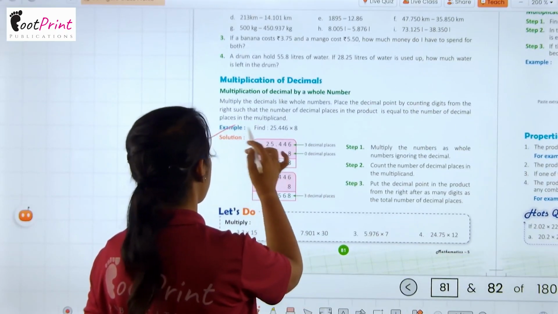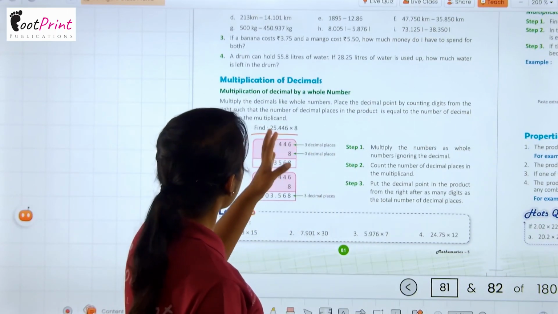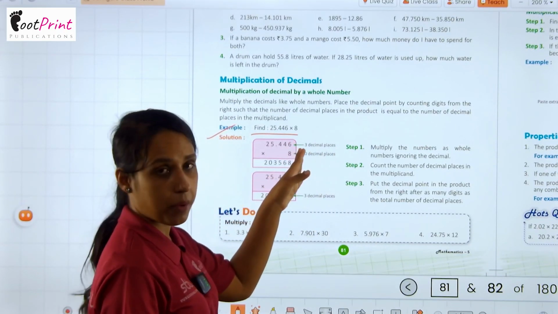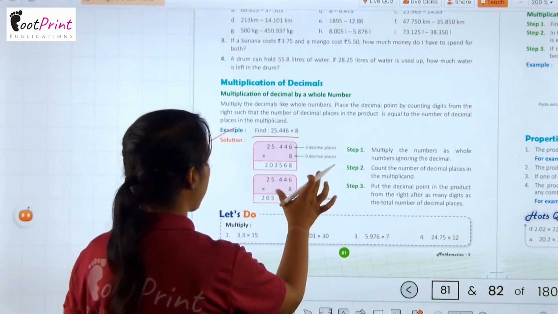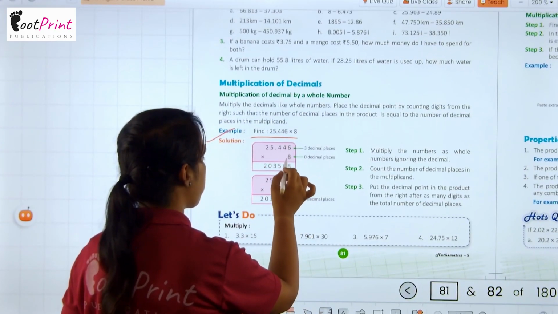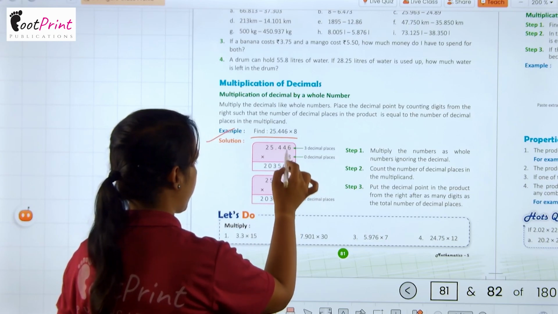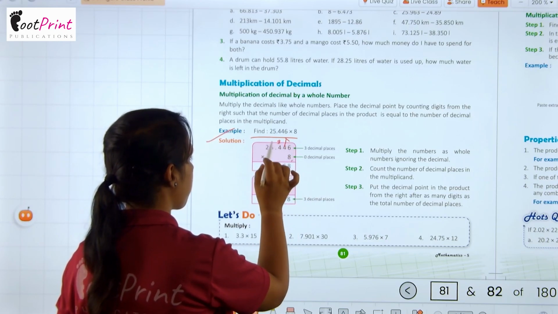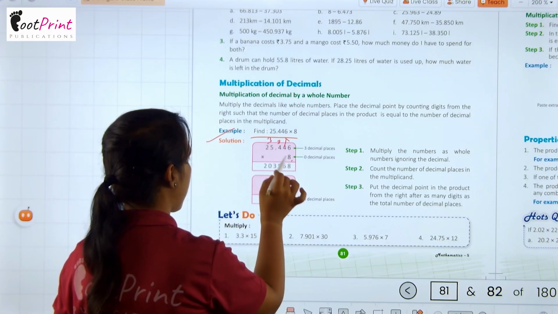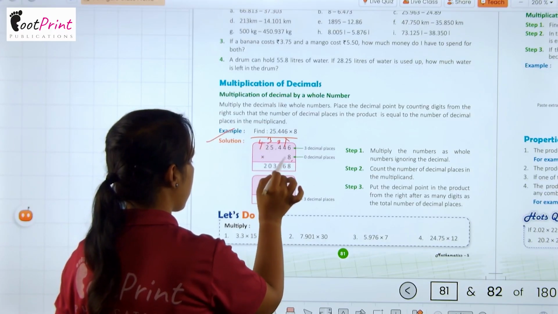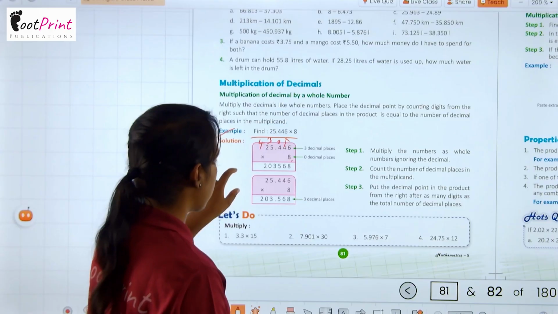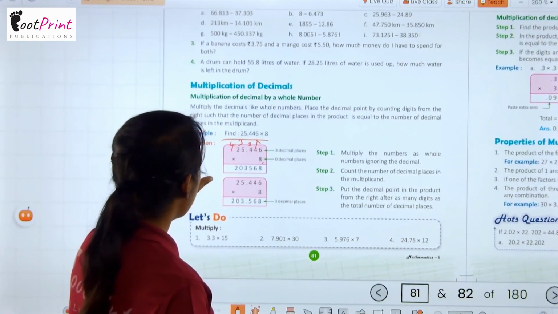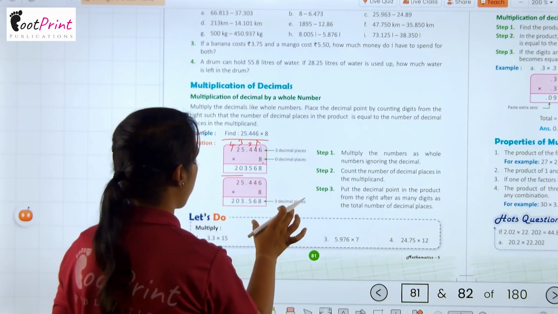Here example is given, 25.446 multiplied by 8. So first we write the number and then we multiply it by 8. 8 6 are 48 and 4. 8 4 are 32 and 4, 36. 8 4 are 32, 35. Then 8 5 are 40 and 3. 8 2 is 16 and 4, 20. So we get this number. Now what we have to do?